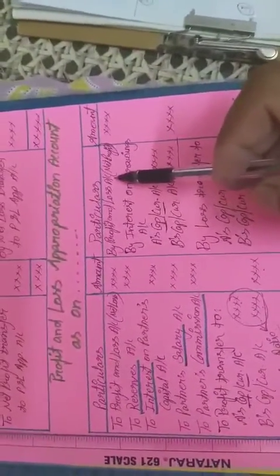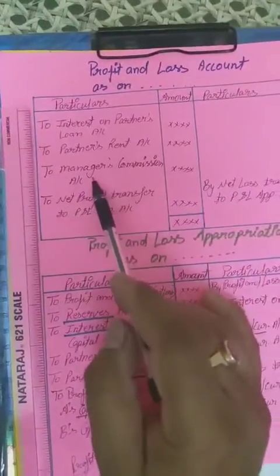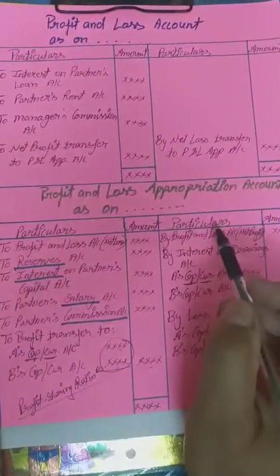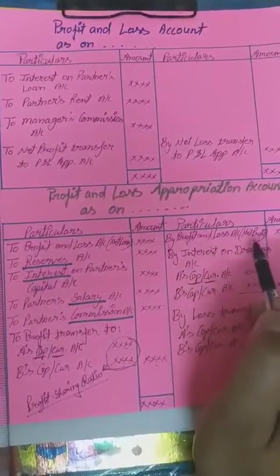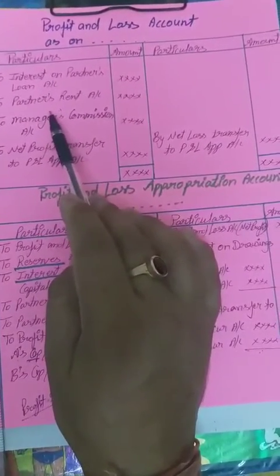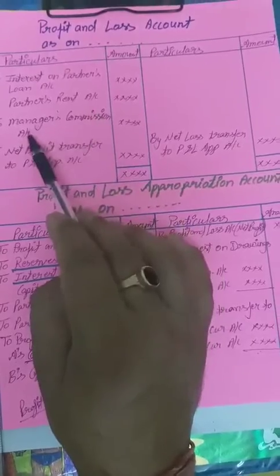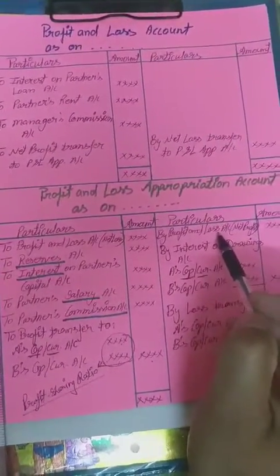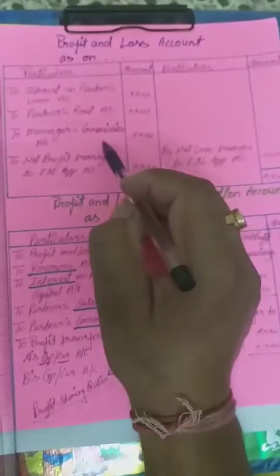Why is it the most important thing? This profit can be given in a question before these terms. Before these terms means before any of these three terms. They can say in the question: net profit before interest on partner's loan, partner's rent and manager's commission. So this profit always comes after all these things.